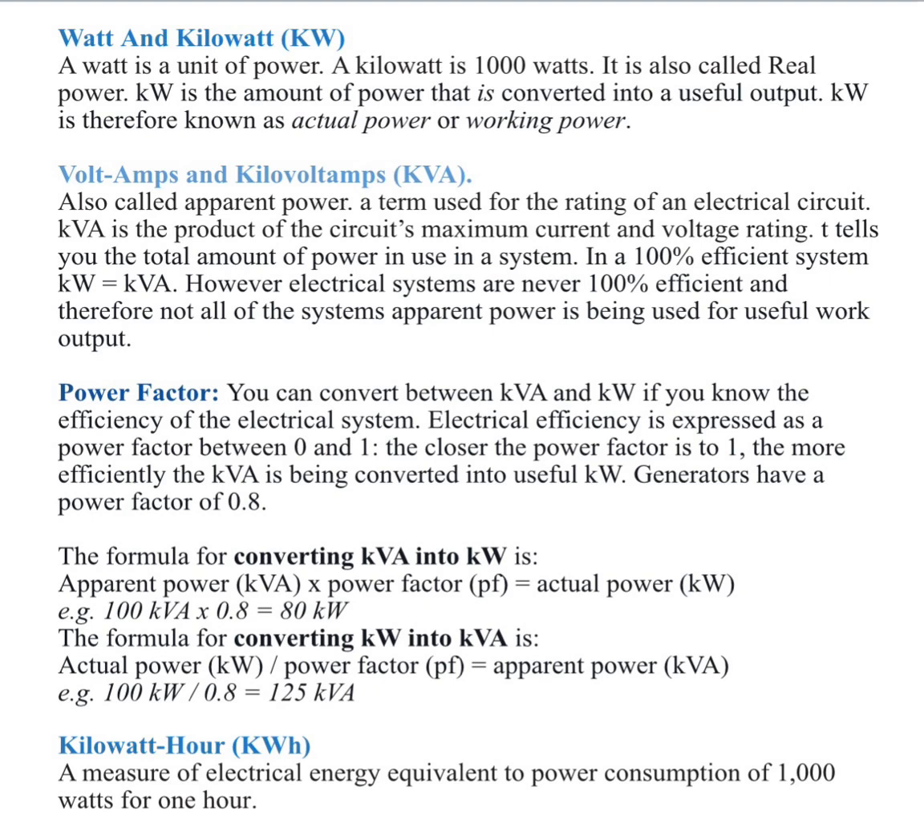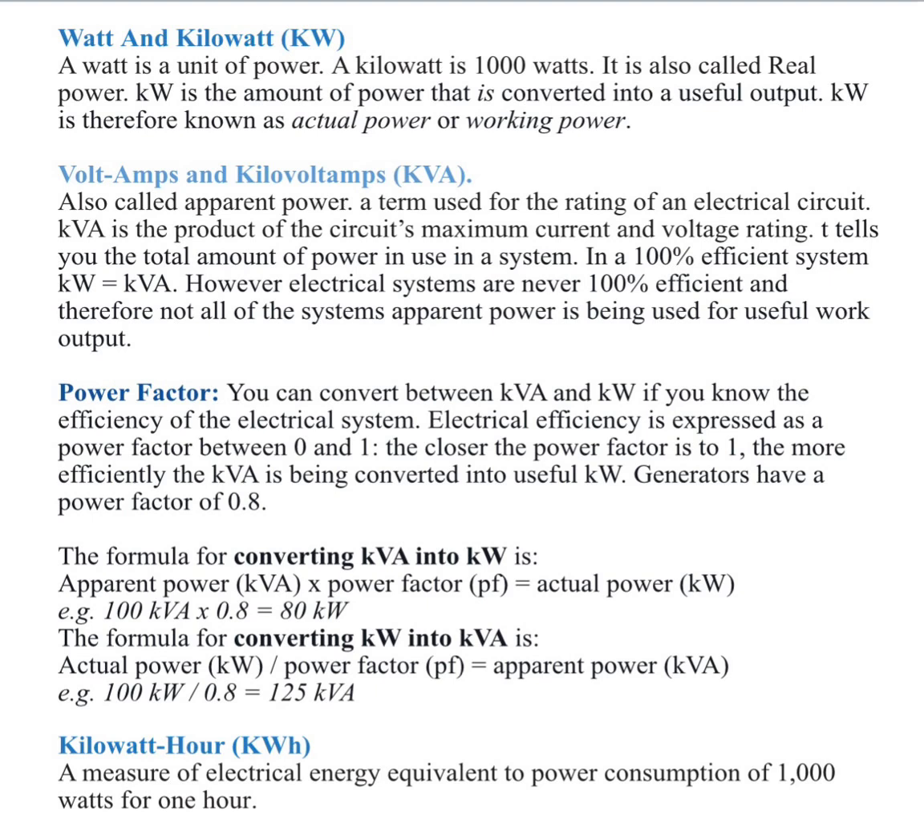When we say this inverter is 10 kilowatts, it means that inverter can output 10 kilowatts of energy. You see, kilowatt is the amount of power that is converted into useful output. Kilowatt is therefore known as actual power or working power.